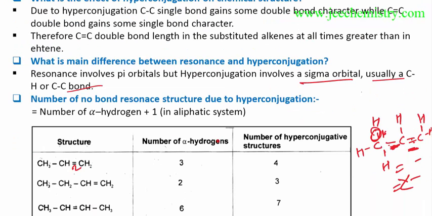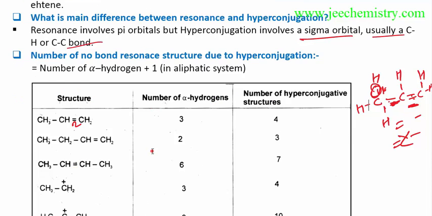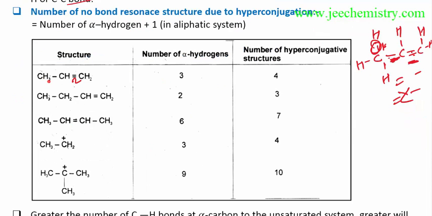The number of no-bond resonance structures due to hyperconjugation. How many structures will be formed by hyperconjugation? As there are 3 hydrogens, 3 hyperconjugating structures will be formed, plus 1 aliphatic structure. One aliphatic structure means this is the 1 structure. After that, 3 structures will be formed by the delocalization of these sigma bonds: 1 structure, 2 structures, 3 structures for 3 hydrogens, and 1 structure, this aliphatic structure. This is also considered as a hyperconjugating structure.